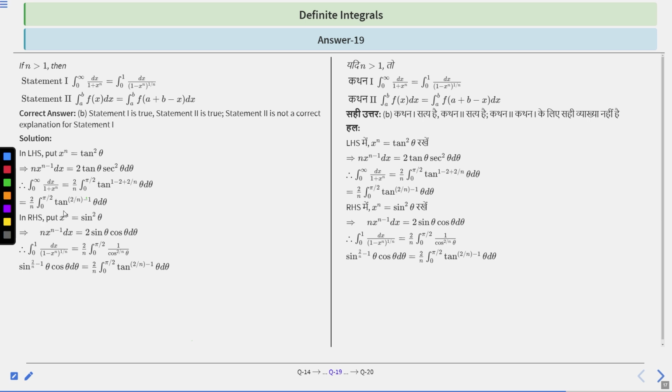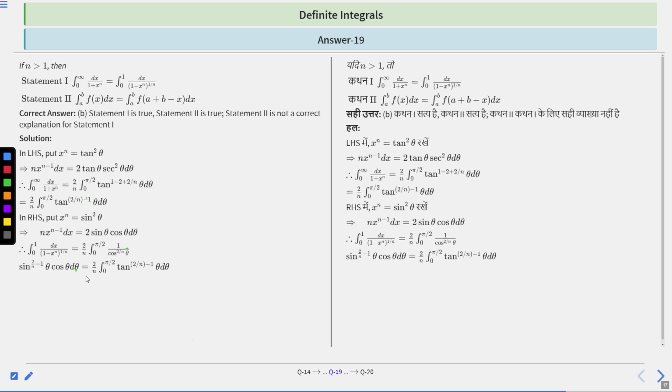Now, in RHS, put x to the power n as sine square theta. Therefore, n x to the power n minus 1 dx is equal to 2 sine theta cos theta d theta. Therefore, integration from 0 to 1 dx upon (1 minus x to the power n) to the power 1 by n is equal to 2 by n integration from 0 to pi by 2, 1 by cos to the power 2 by n theta, and which after adjusting you will get sine to the power 2 by n minus 1 theta cos theta d theta, right?